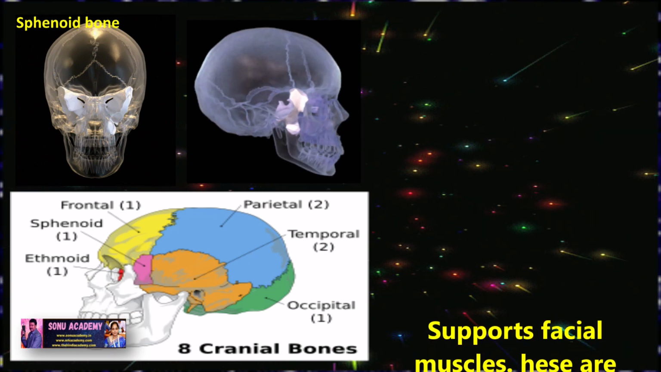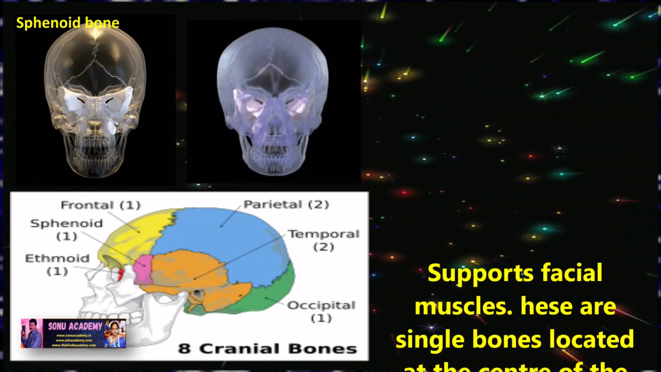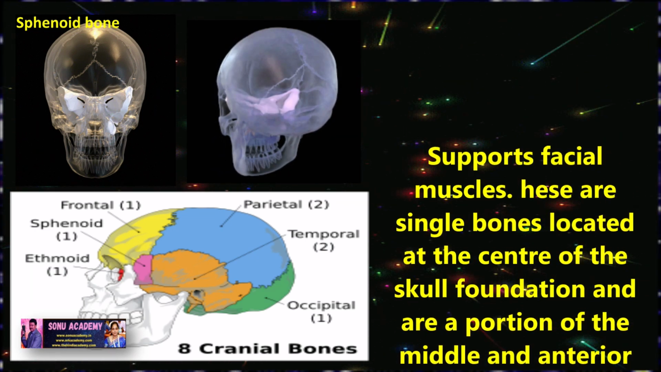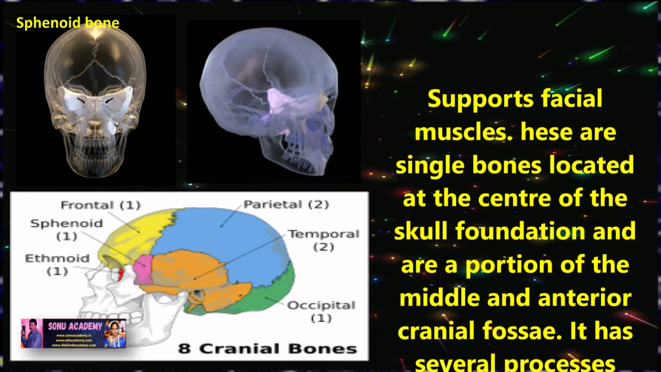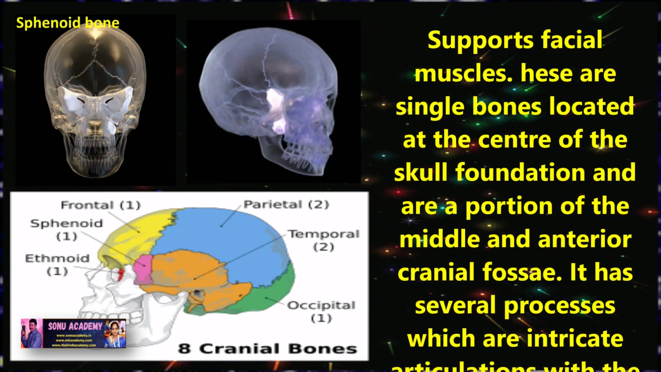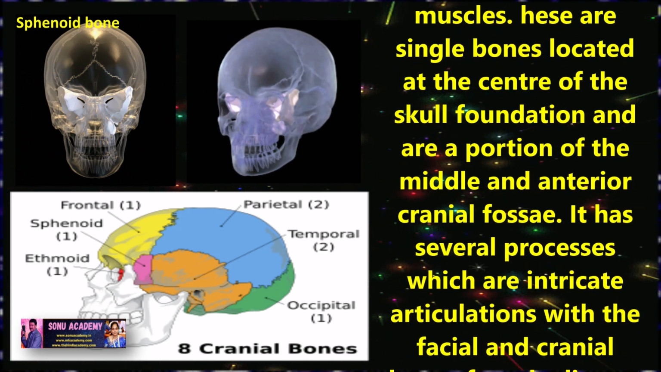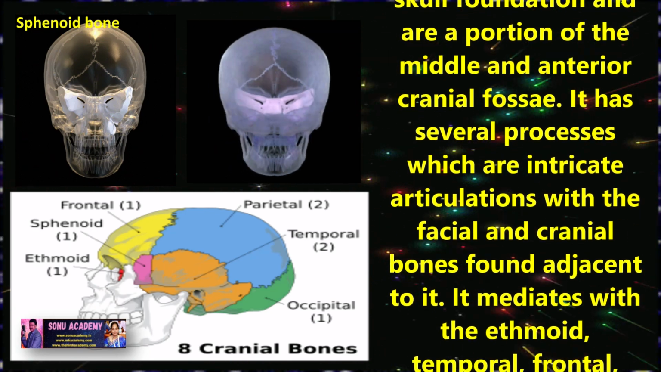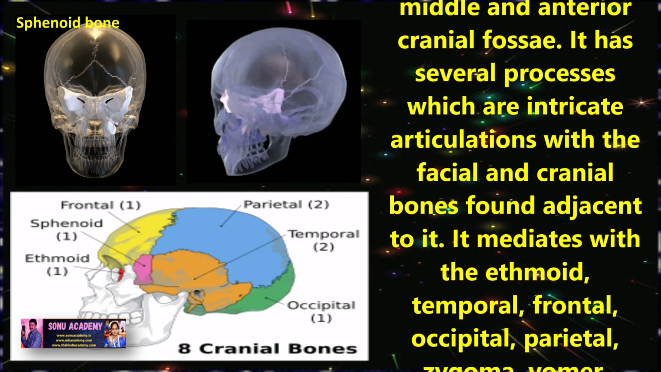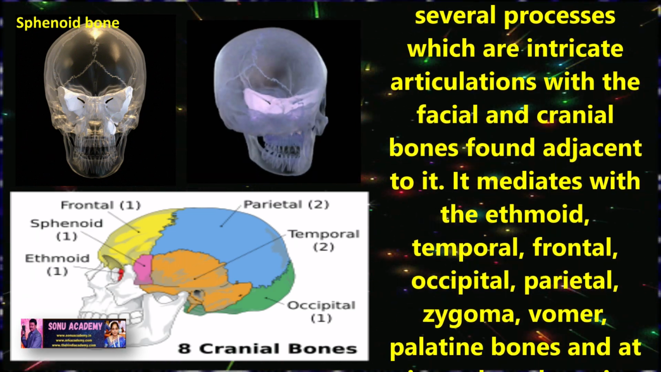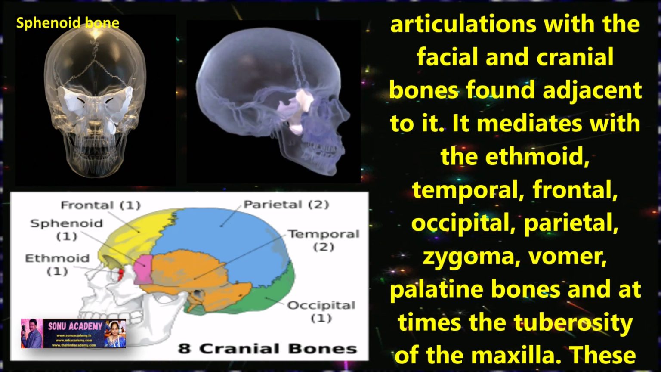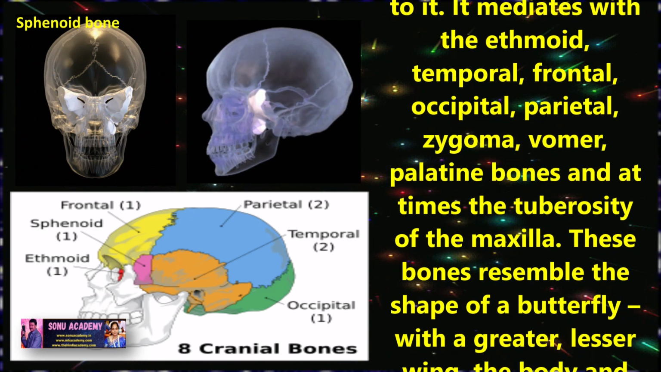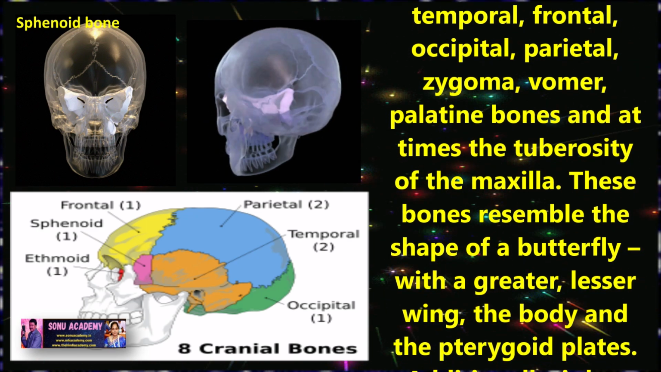Children, let us discuss the sphenoid bone. The sphenoid bone supports facial muscles. It is a single bone located at the center of the skull foundation and is a portion of the middle and anterior cranial fossae. It has several processes with intricate articulations with the facial and cranial bones adjacent to it. It articulates with the ethmoid, temporal, frontal, occipital, parietal, zygomatic, palatine bones, and at times the tuberosity of the maxilla.